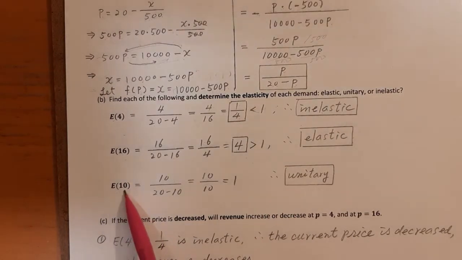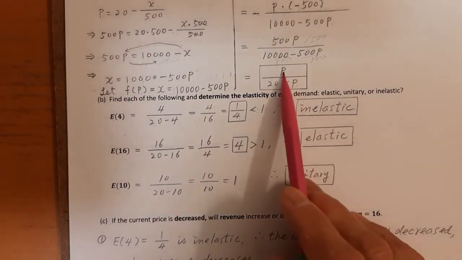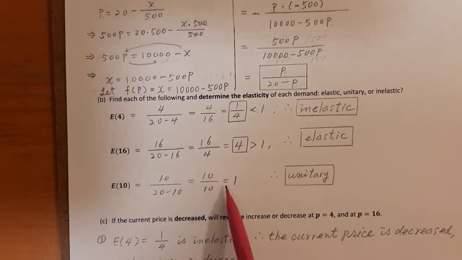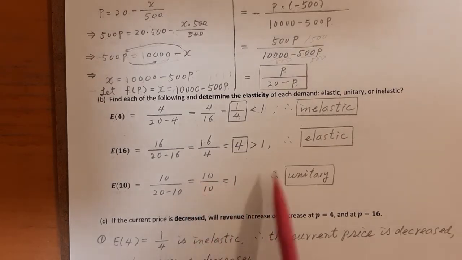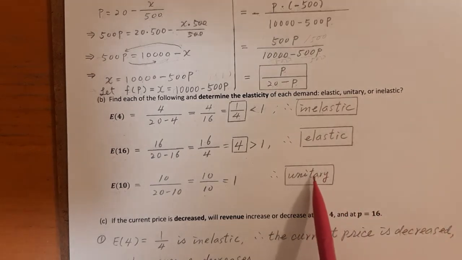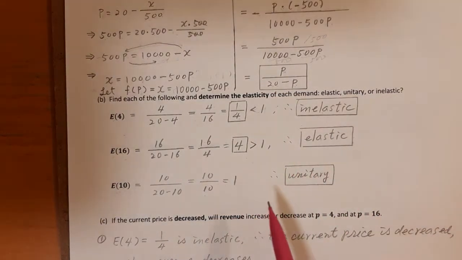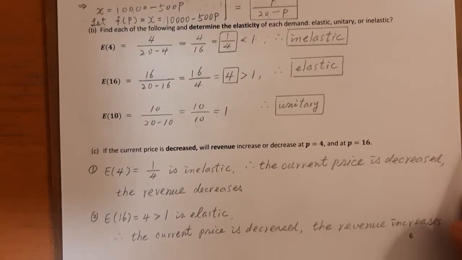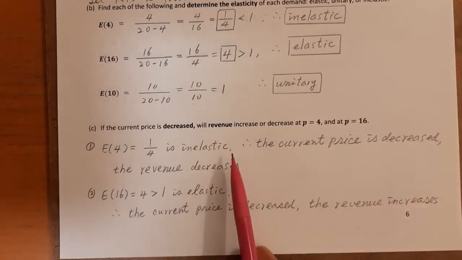Then E of 10, where p is $10, plug in p. 10 over 20 minus 10, so we get 10 over 10 equals 1. So the demand is unitary, unit demand, equal to 1. So C, find out about the revenue.